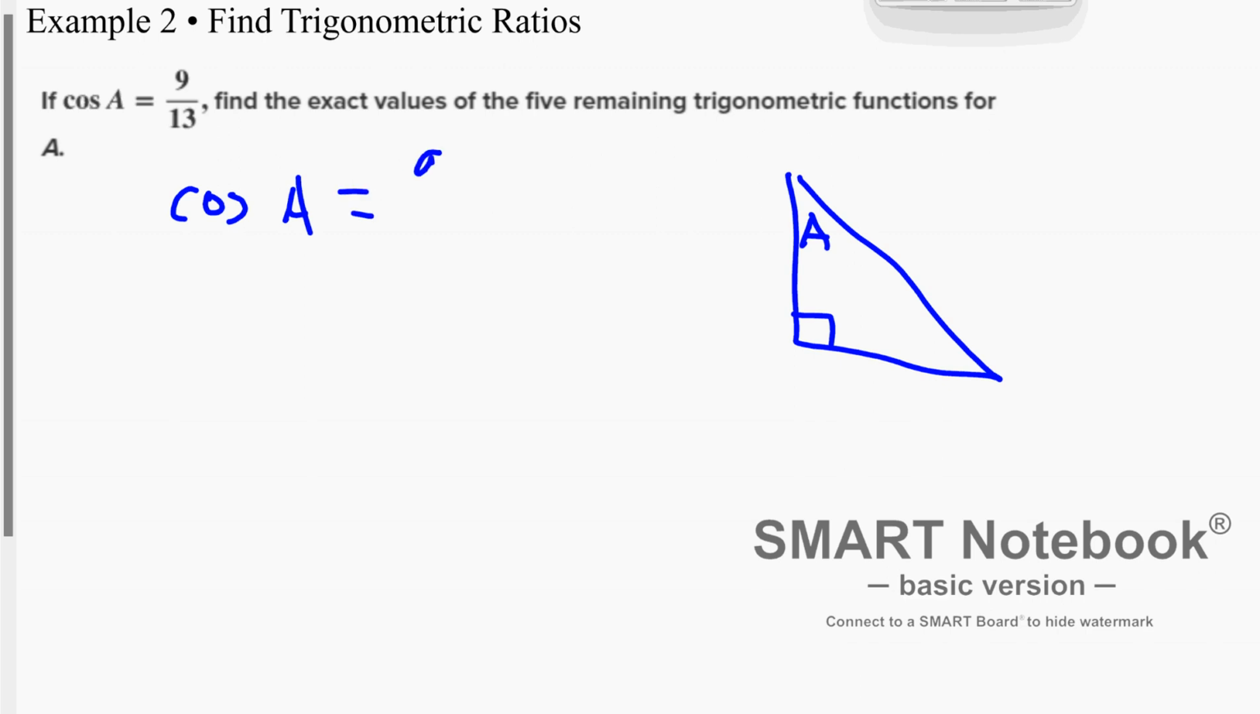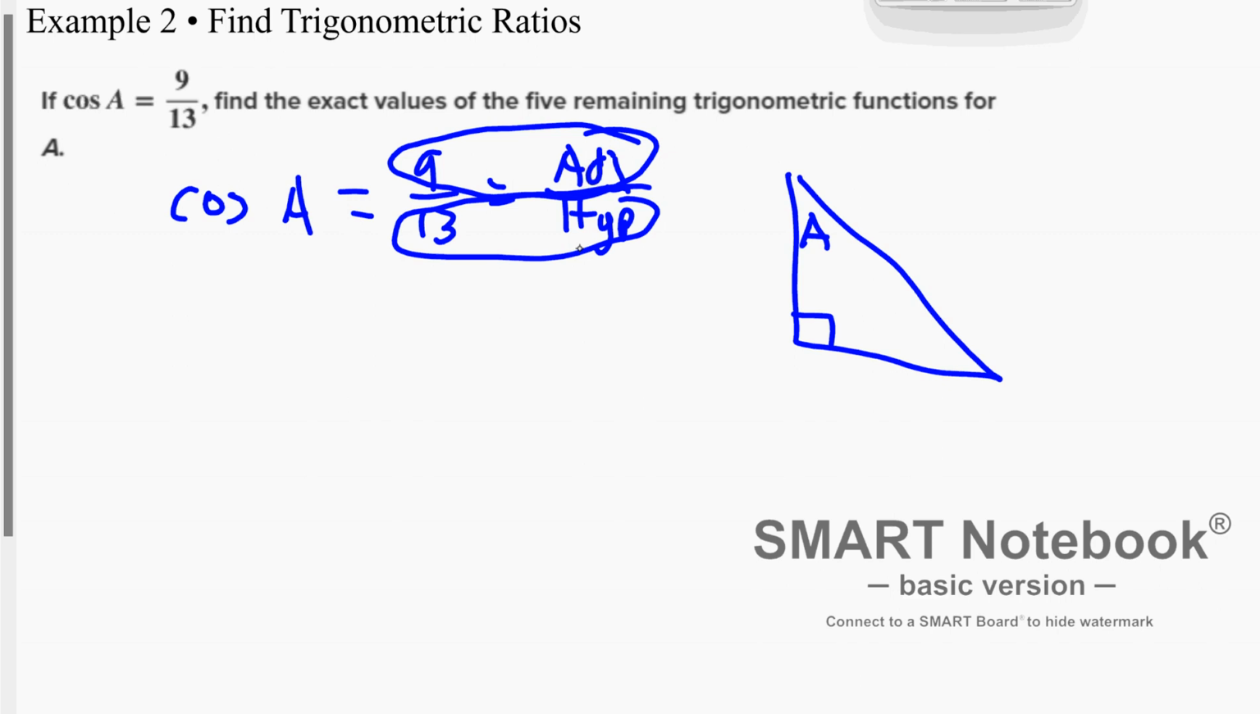That is 9 over 13, meaning adjacent side over hypotenuse, which means that 9 is the adjacent side and 13 is the hypotenuse. So label the hypotenuse first. It's always across from the 90. So our hypotenuse is 13. And then always label the opposite. Opposite side would be there. And then the adjacent side is the last remaining one, which is equal to 9.